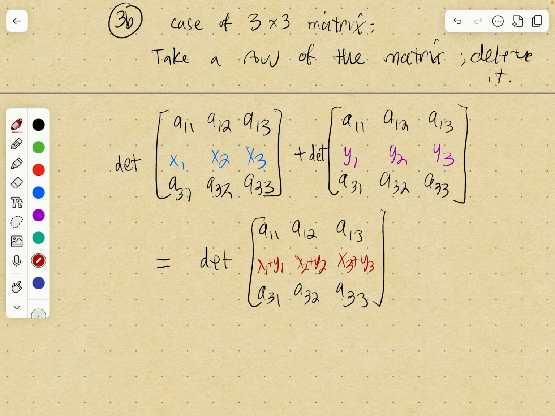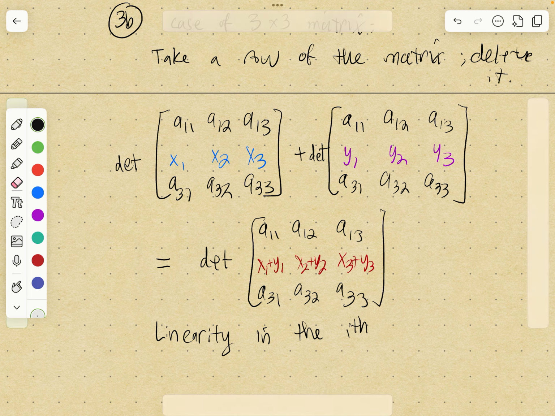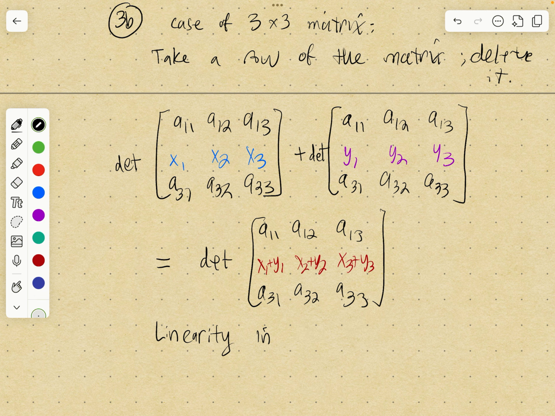So this is called linearity in the second row. Well, in this example, it's the second row, but in general, it's linearity in each row, I should say, in each row. So let's just say you have an example. Does that make sense?